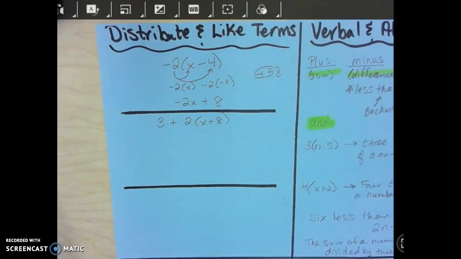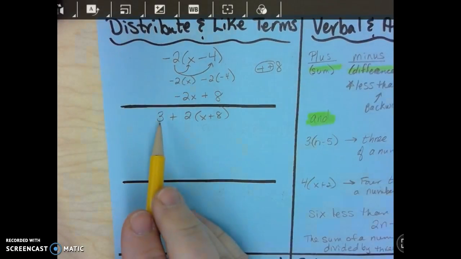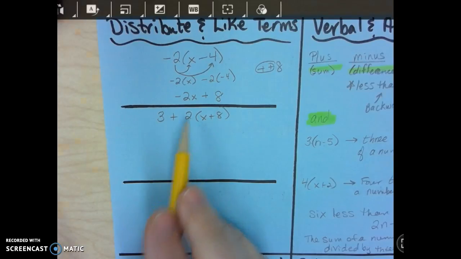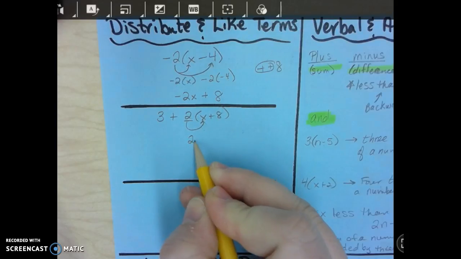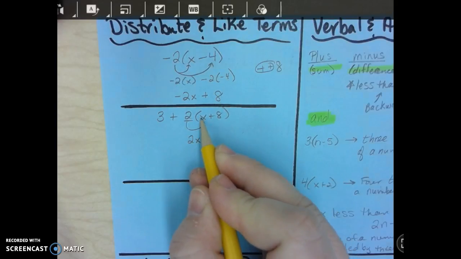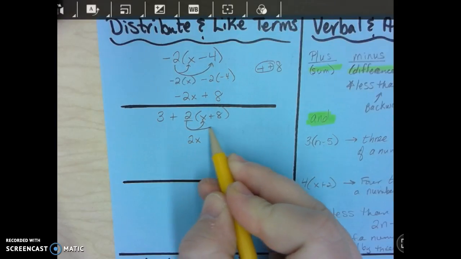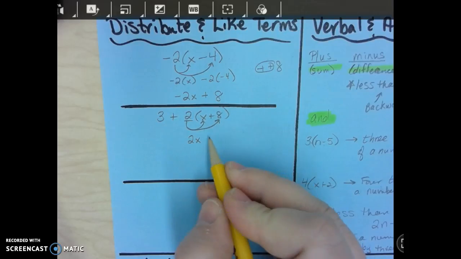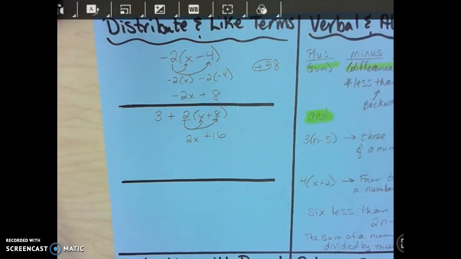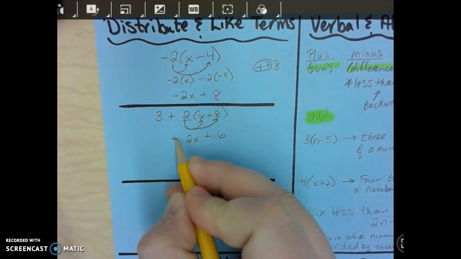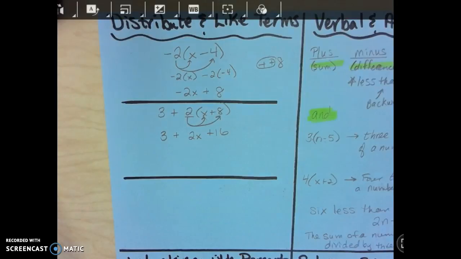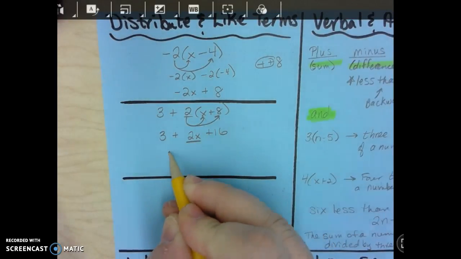Now, here's the mistake that some of you will do. Some of you will say, oh, 3 plus 2 is 5, so you combine them. You cannot do that. This 2 is outside of parentheses, so you have to distribute it first. So 2 times x is 2x, and 2 times 8 is 16. I can't do anything with that 3 because it's not inside parentheses, so I just bring it down.